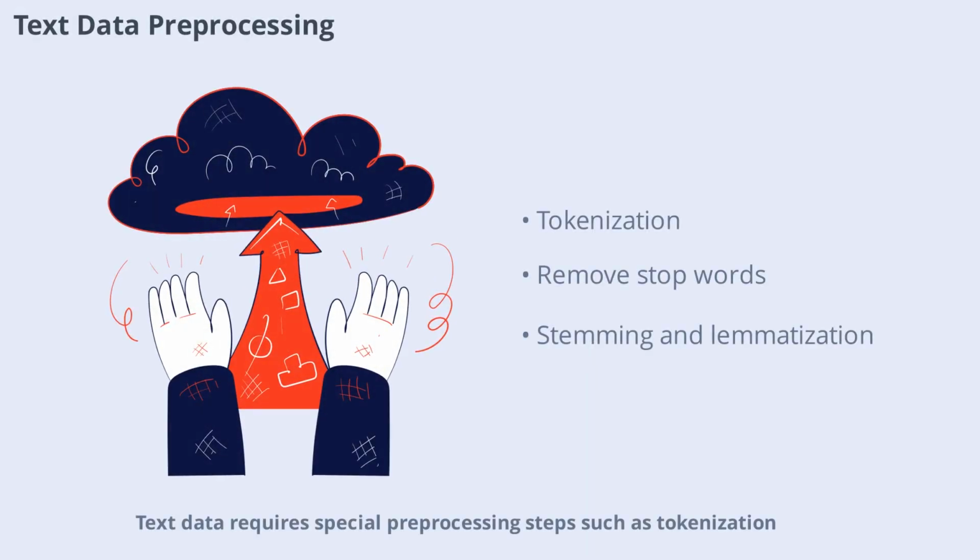Text data requires special preprocessing steps such as tokenization, removing stop words, and stemming or lemmatization. These techniques help convert raw text into a structured format suitable for analysis. Proper text preprocessing improves the accuracy of natural language processing models and makes it easier to extract meaningful insights from unstructured data.